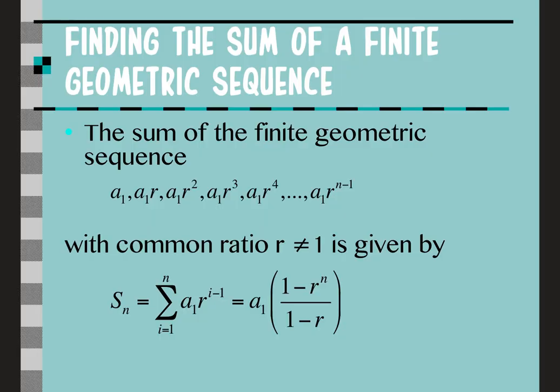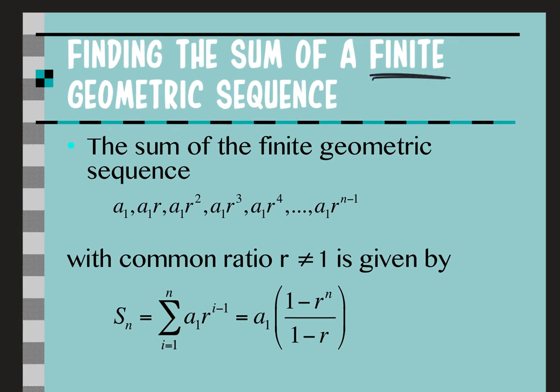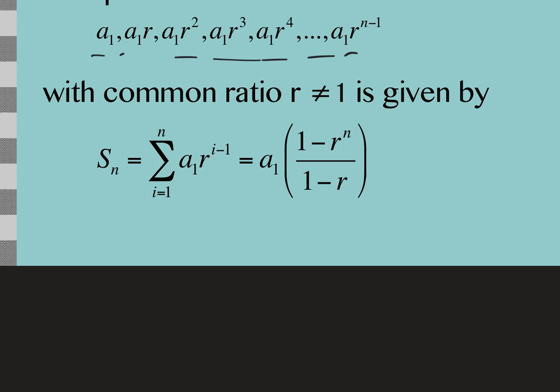And this is the first one, okay? So to find the sum of a finite geometric sequence, it says the sum of the finite geometric sequence, which is a1, comma, a1 times r, a1 times r to the second, a1 times r to the third. This just represents all the terms in a geometric sequence, okay? With a common ratio being r, and it can't be 1, because if you multiply times 1, it doesn't change. So that's not a geometric sequence, okay? We use this formula down here, which is a1 times 1 minus r to the n over 1 minus r.